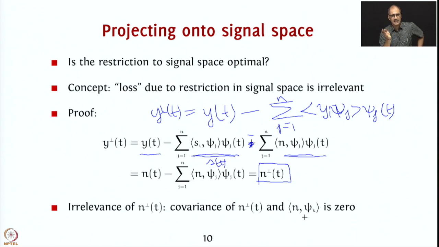This detailed proof is something we are not looking at here, but you can look at the references and get them. But the key idea is that the part that is not along psi 1, psi 2 is independent of the parts that actually matter when you compute your metric to decide what is sent, so this part is irrelevant.